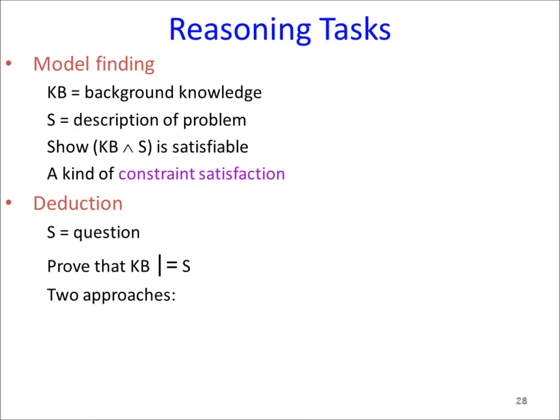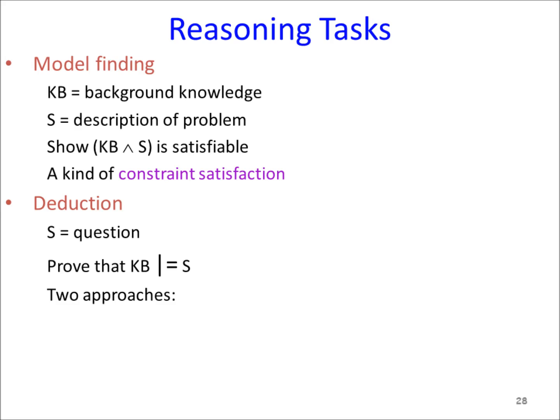So there are two problems that we will be studying. One is called model finding and one is called deduction. Deduction is given a question, I want to prove that it can be proven. I want to prove that question. And model finding on the other hand says, give me background knowledge and I want to prove that I can find a world in which this formula holds. Okay? So model finding is sort of like a constraint satisfaction problem. I want to find a world. This on the other hand is an inference problem, and there are two approaches that we are going to study.